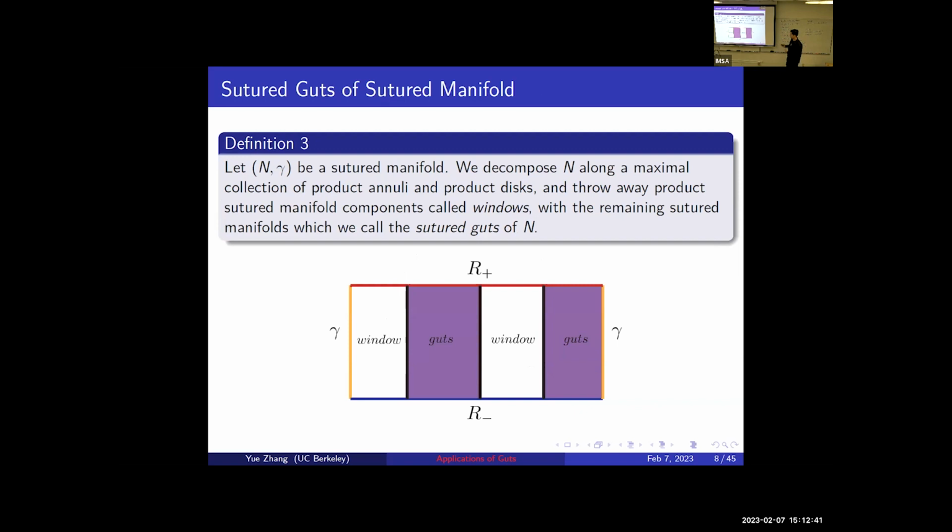Ian already defined the GUTs and sutured manifolds, and this is just a recap. When you have a sutured manifold, you decompose it along a maximal collection of product annuli and product disks. This is the JSJ decomposition. And then you will have some windows, which are product sutured manifolds, and you have some guts, which are not product sutured. And the guts are the complexity of the manifold, right? Because product sutured manifolds are trivial. And we are trying to do an exchange of guts to create more complicated guts to estimate the volume of the hyperbolic manifold.